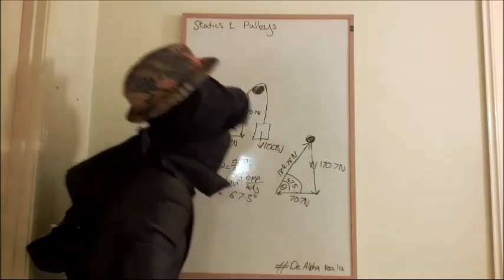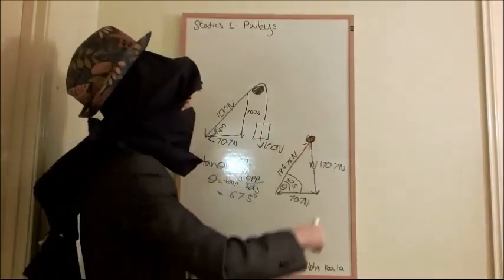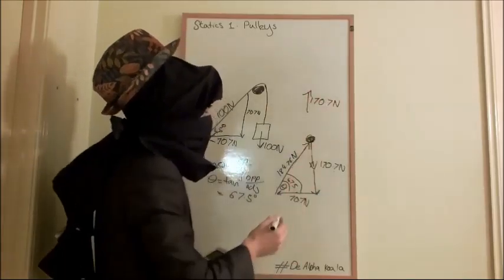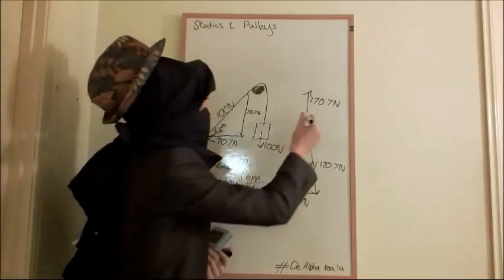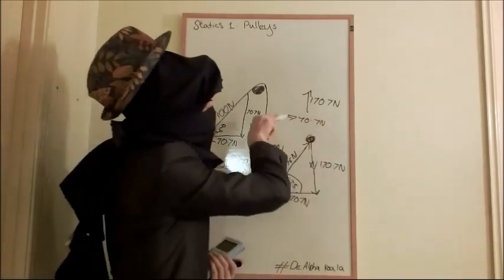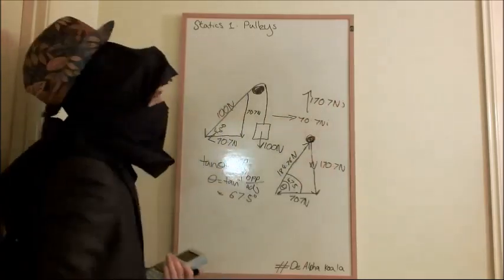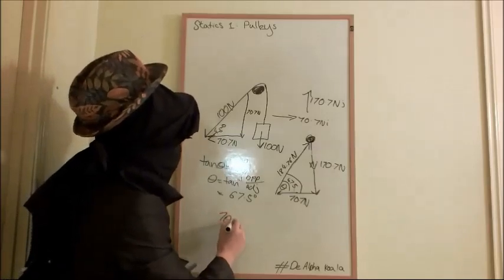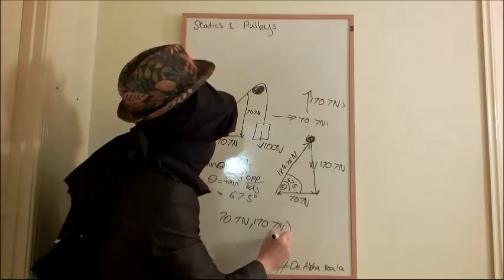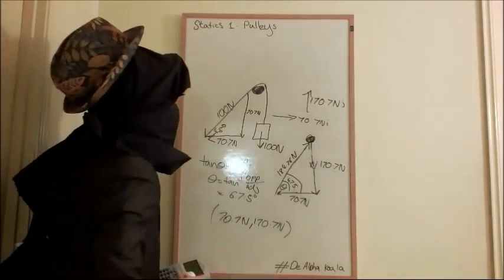You could also have just as easily gone, well, if there's a 170.7 newton force acting downwards on the pulley, there must be a 170.7 newton force acting upwards to counter that. And if there's a 70.7 newton force acting that way, you could say there's a 70.7 newton force acting the other way. And as we know, that's just going to be 70.7i and 170.7j. And you could have answered in Cartesian form, such as 70.7 newtons, 170.7 newtons. And if you don't know how to do Cartesian forms, you should probably look that over because we're going to be using that quite a lot.